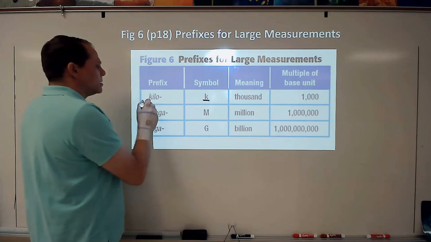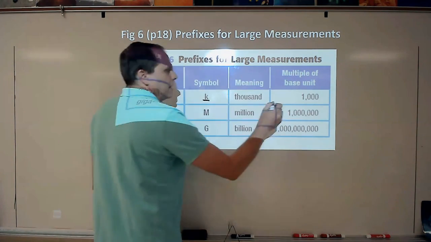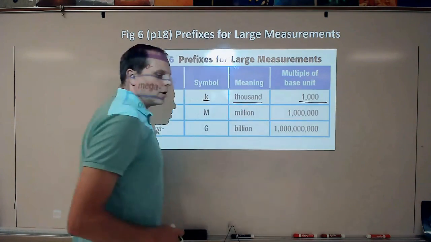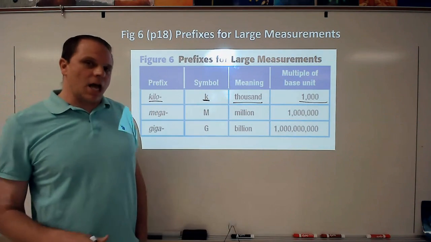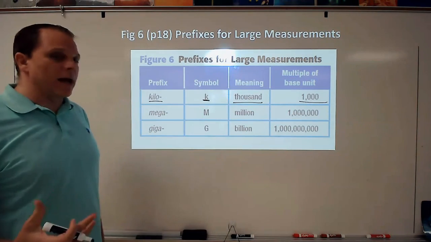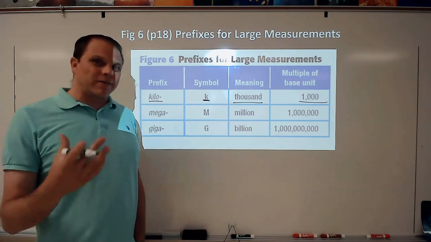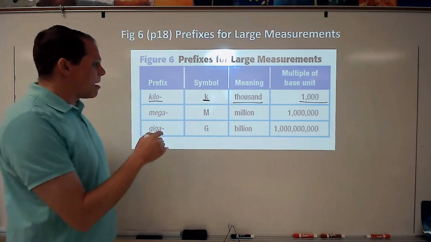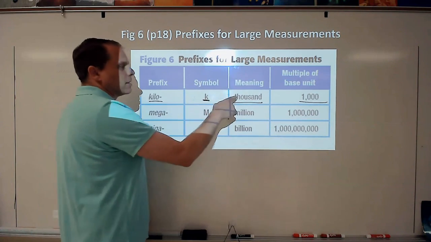K means 1,000. It's a kilo, right? And so, you might have heard somebody talking about money. They're like, yeah, it's 5K, right? 5 grand. You might know 5 grand, that's 5,000. Well, 5K is the same thing, right? So think about K. It's a kilo, and it means 1,000.